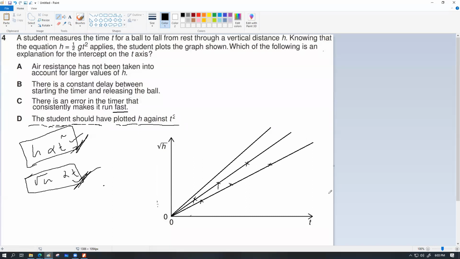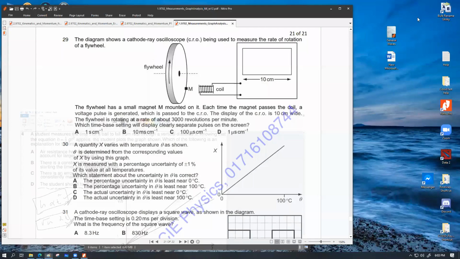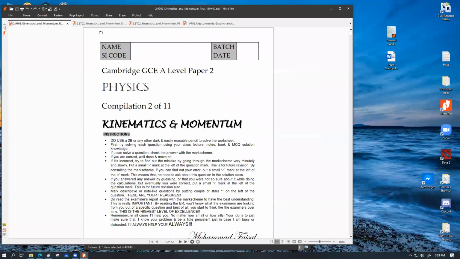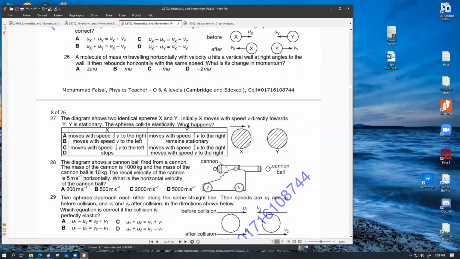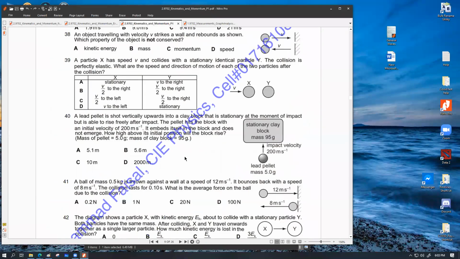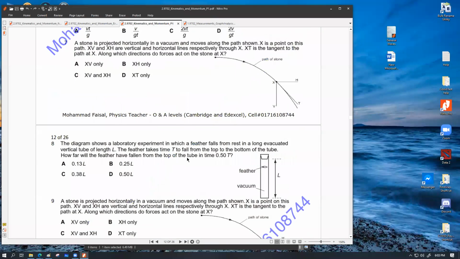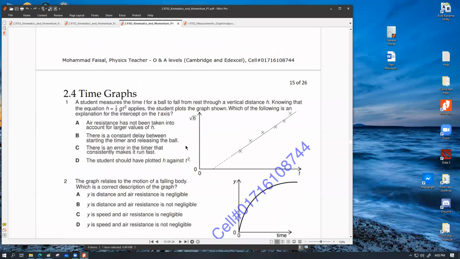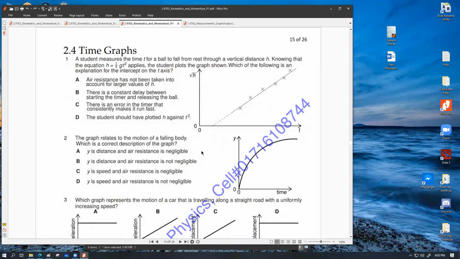Acha, okay. Moving on. So that was question number 1 from this paper, which paper? This paper. So we are here. So anything else from this page? 2, 3, 4.